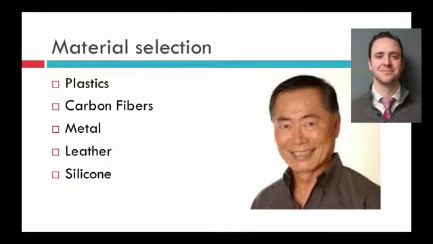So as far as material selection goes, there are lots of tools in the proverbial toolbox in terms of what we can get to and use as orthotists. Most people are familiar with plastics and polymers. There are different types of plastics. There are more rigid and softer plastics.